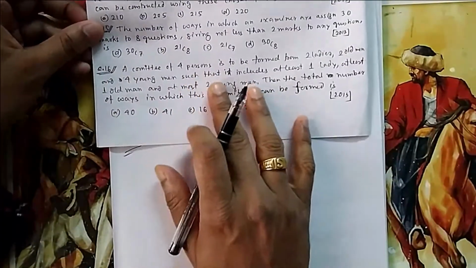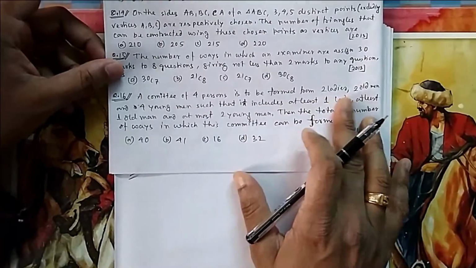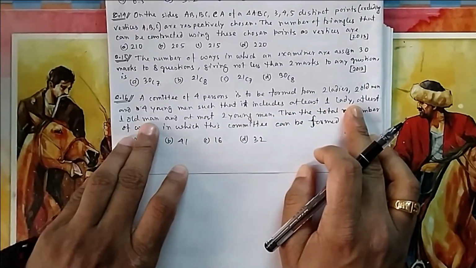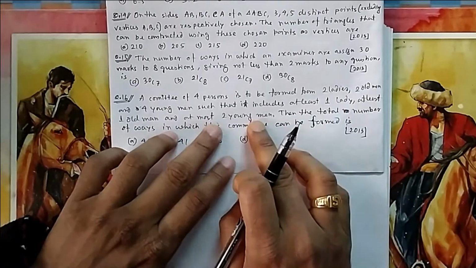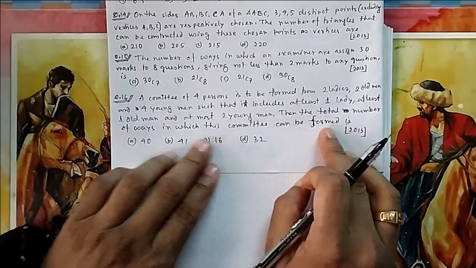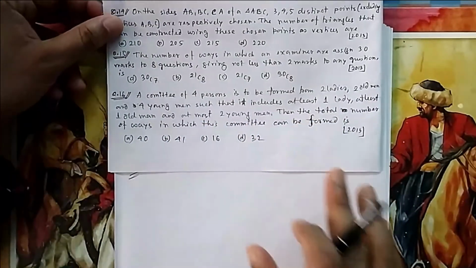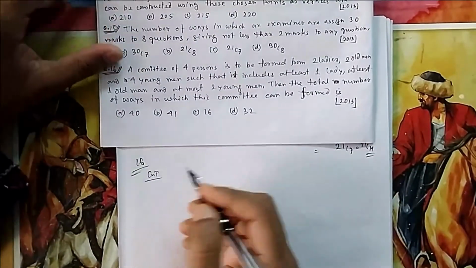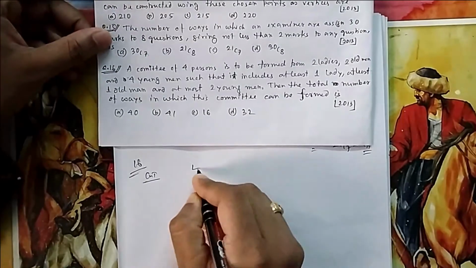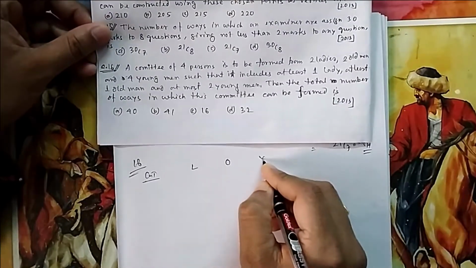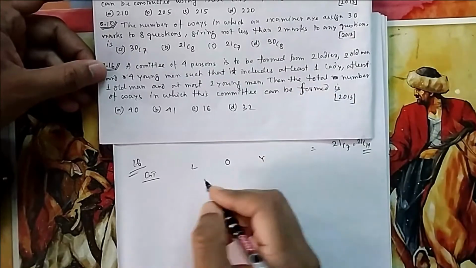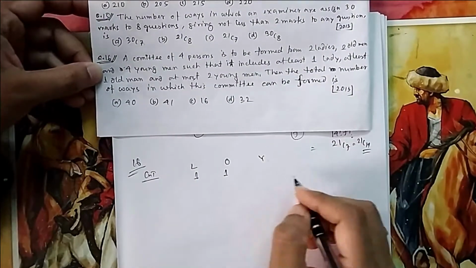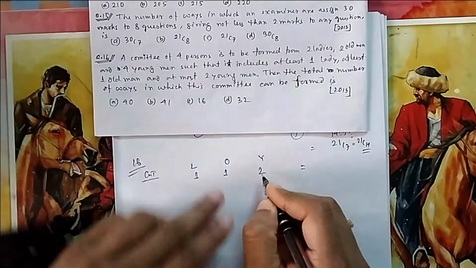Okay, a committee of 4 persons is to be formed from 2 ladies, 2 old men, 4 young men, such that it includes at least 1 lady, at least 1 old man, and at most 2 young men. The total number of ways in which the committee can be formed. For these questions, you have to think case by case, because whenever there is an at most, they always call for cases. So lady, old man, and then young man. Because you have to choose at least 1 lady and at least 1 old man, the total has to be 4, and at most you can go 2.